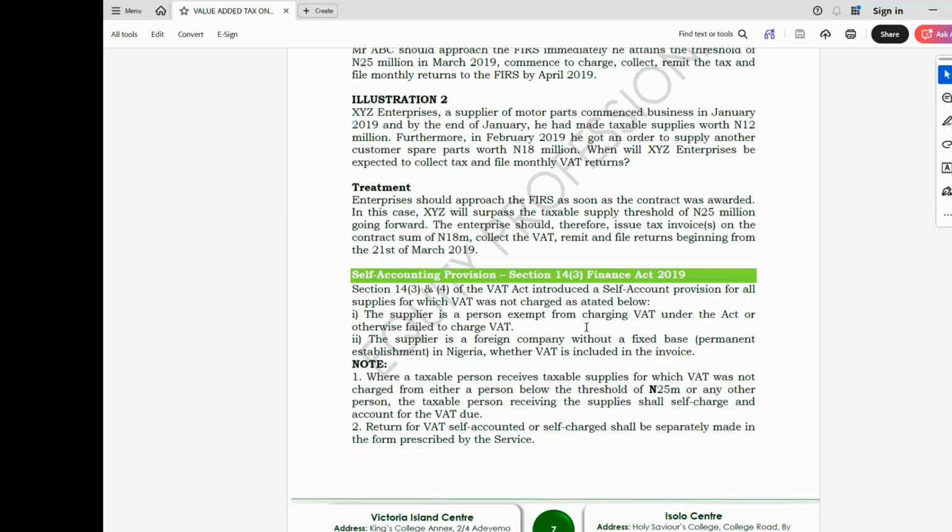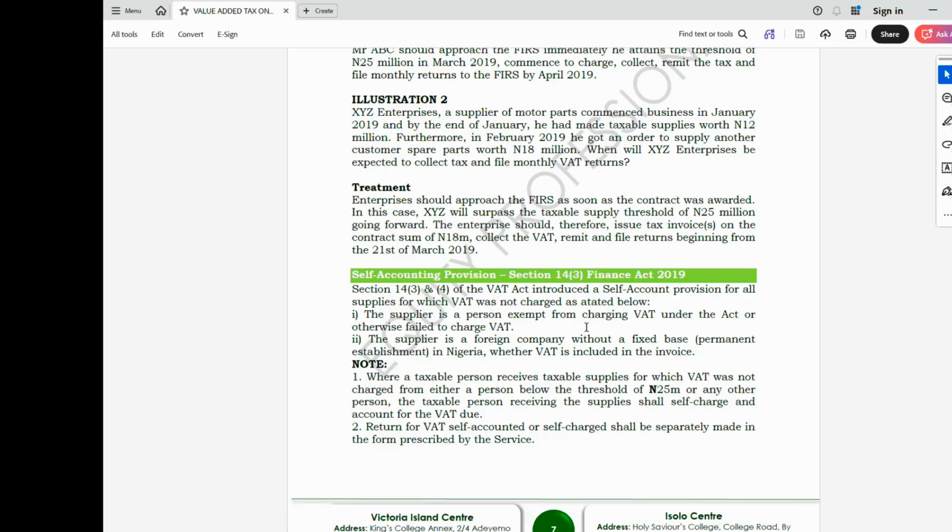So anybody they are dealing with in Nigeria, before you pay them, once they give you your invoice, it is expected that you are going to add VAT on that invoice by yourself, because you are present in Nigeria. You are going to withhold that VAT and remit it to the relevant tax authority.